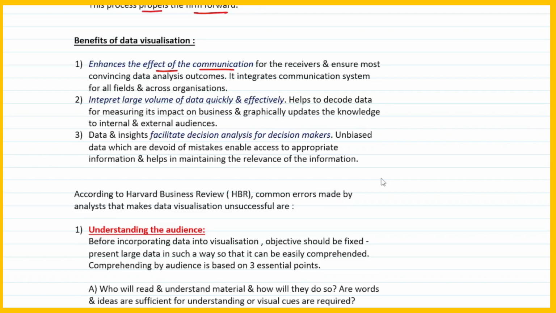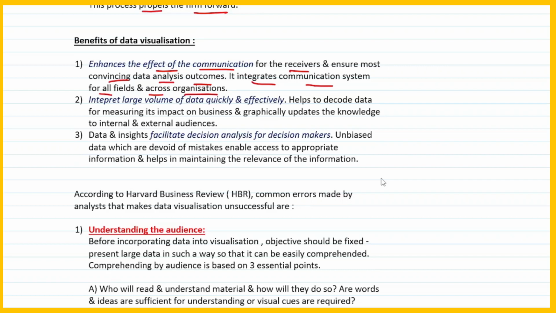For the receivers, or you can say the audience, and ensure most convincing data analysis outcome. So basically it can help you to do a good data analysis. So the first and foremost thing is it enhances the effect of communication for the receivers and ensure convincing data analysis outcomes. It integrates, means it brings everything together. Integrates what? Communication system for all fields and across organizations, right?